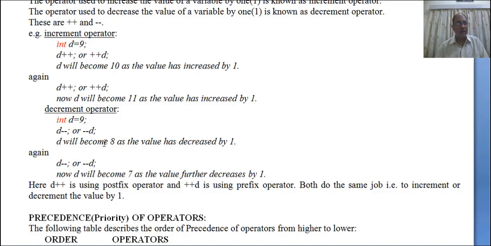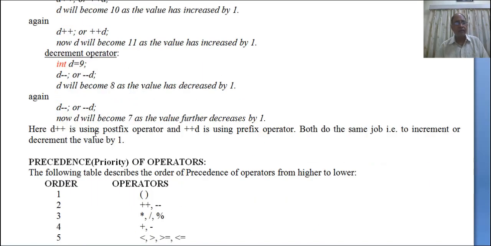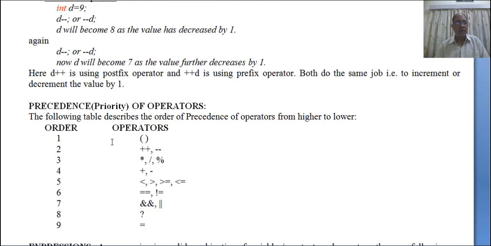So here d plus plus is using the postfix operator and plus plus d is using the prefix operator, and likewise d minus minus and minus minus d are postfix and prefix. If the operator is used before the operand, then it is called a prefix operator, and if the operator is used after the operand, it is called a postfix operator. Both are doing the same job, increment or decrement.